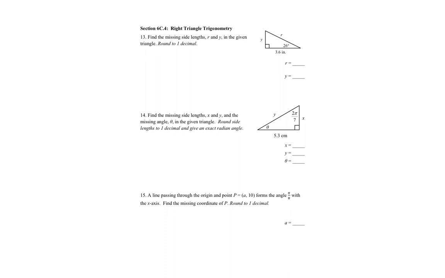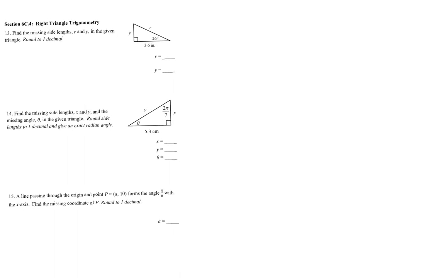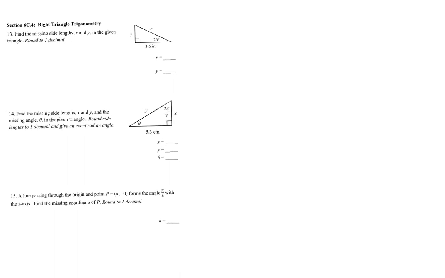So we'll go ahead and start right off. This section will be section 6C.4, right triangle trigonometry. Number 13 states, find the missing side lengths R and Y in the given triangle, round to 1 decimal. So we have a triangle, and I'm going to draw it a little bit bigger just so we can see it better. It is a right triangle, and we know this angle right here is 26 degrees. We know this side's R, this side's Y, and this side is 3.6 inches.